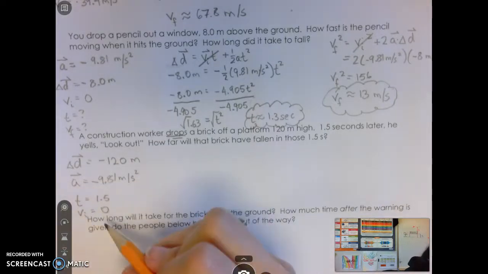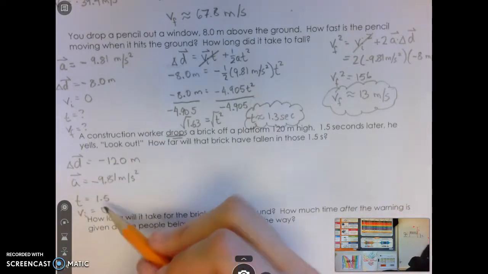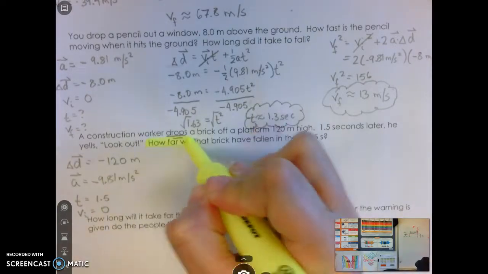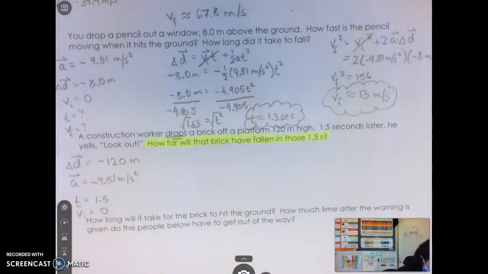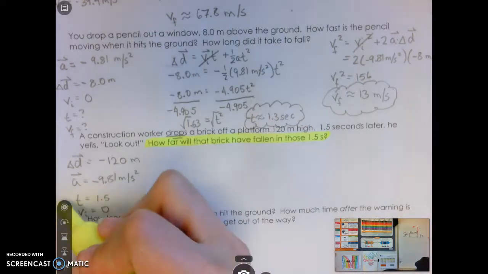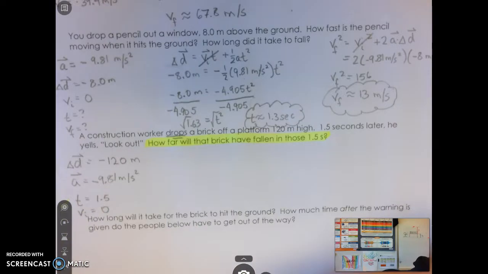Do you know which of these numbers have to do with this question? Pause the video and tag which of those 4 pieces of information have to do with this question. Ready? Have you checked? In those 1.5 seconds, it's in the air. Time is measured in seconds. It started from rest.